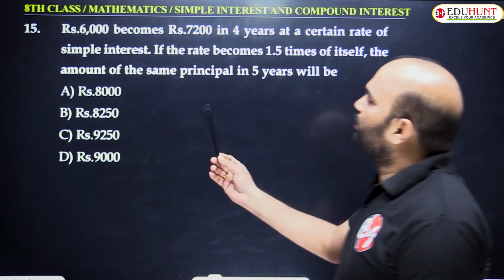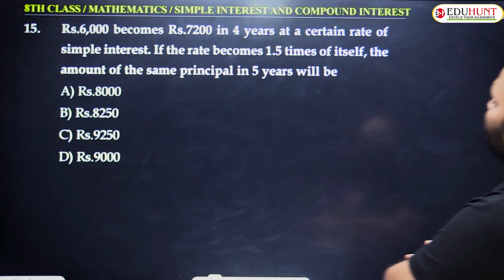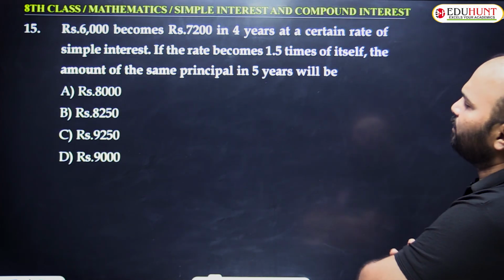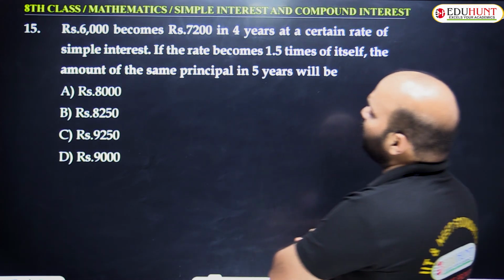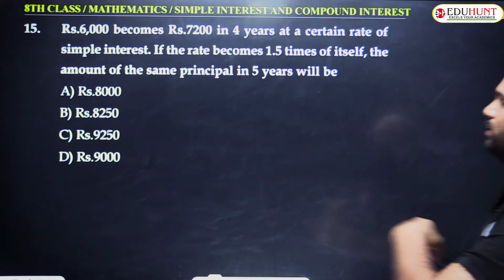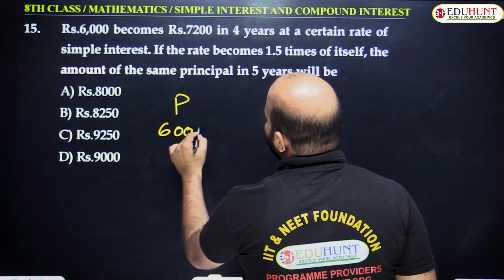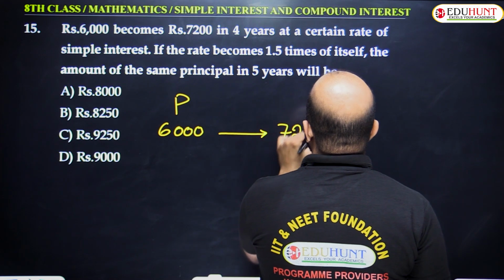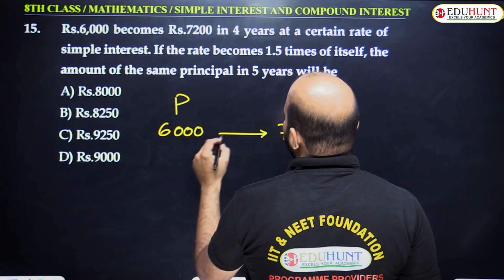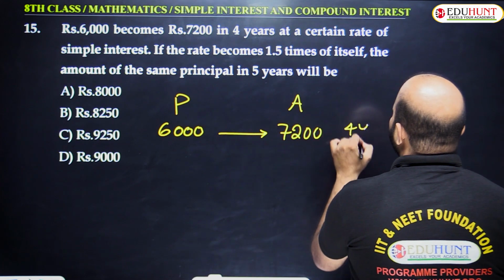Am I clear? Have a look at question number 15. 6,000 rupees becomes 7,200 rupees in 4 years at a certain rate of simple interest. If the rate becomes 1.5 times of itself, the amount of the same principal in 5 years will be. So in that question, what is given? Principal 6,000. 6,000 rupees will become 7,200 rupees. This is the amount, in 4 years.